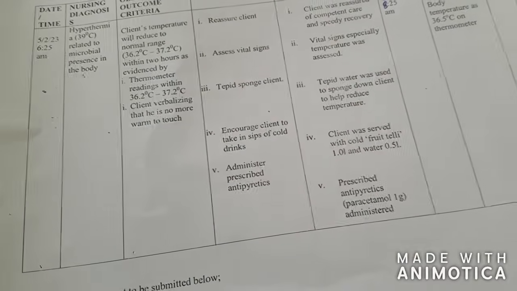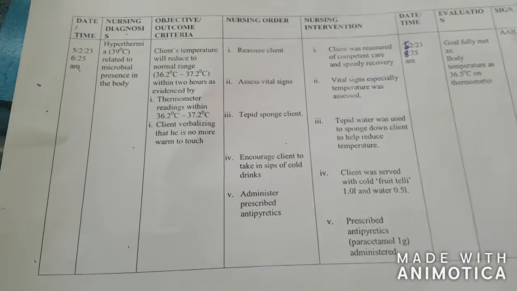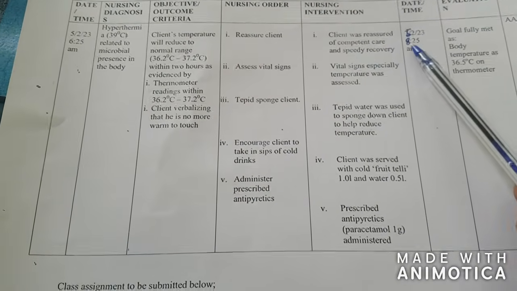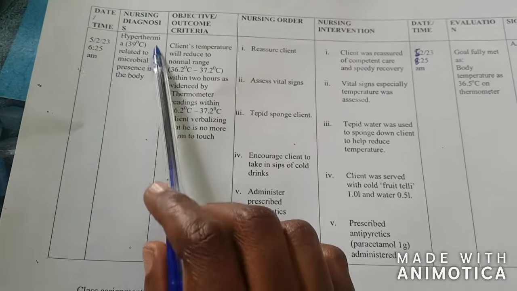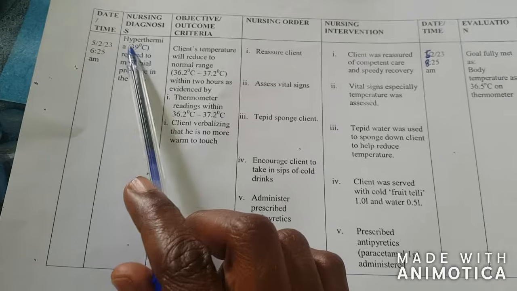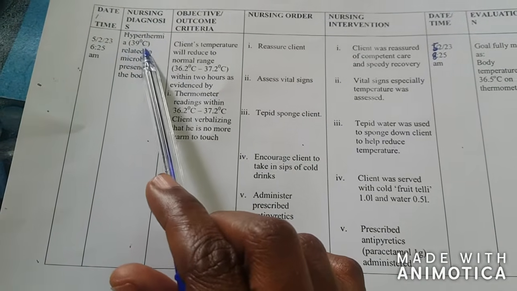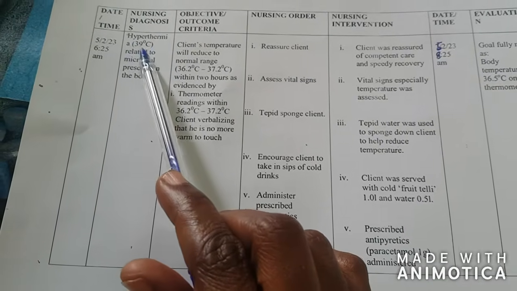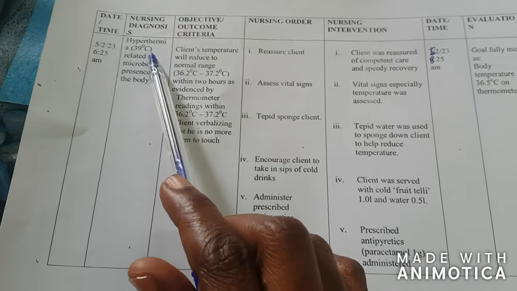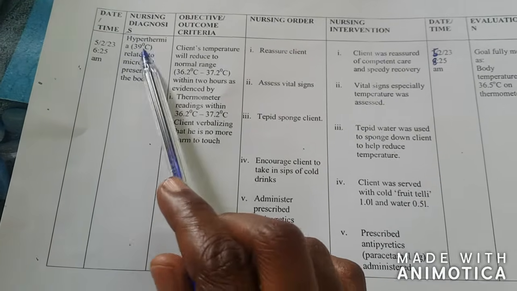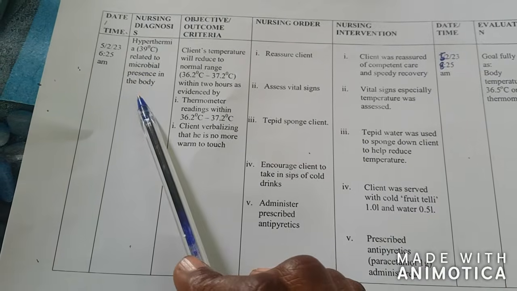This is another example, but this one without the shapes in it. I noticed a mistake here and I corrected it. So this is the time and date the problem was identified. This is patient had high body temperature as a problem. And we know it's high body temperature because we know the value. If you don't know the value, you can say that patient is warm to touch. The nursing diagnosis is hyperthermia related to microbial presence in the blood.